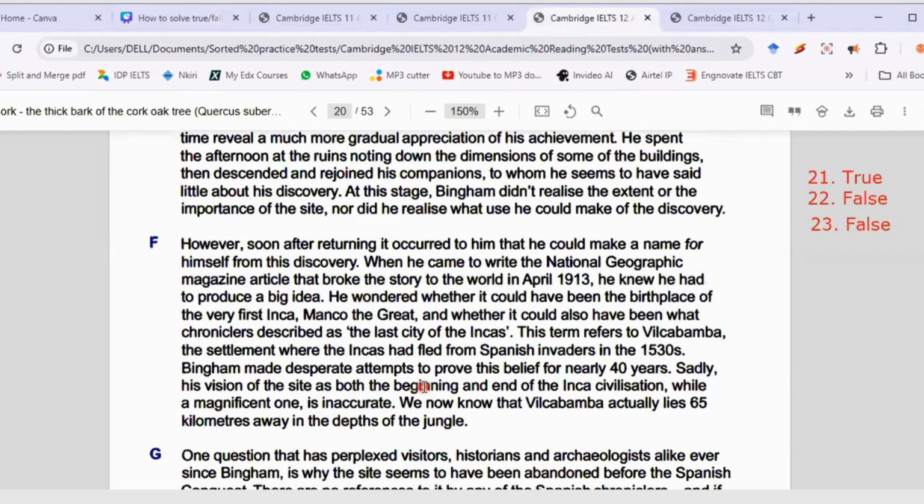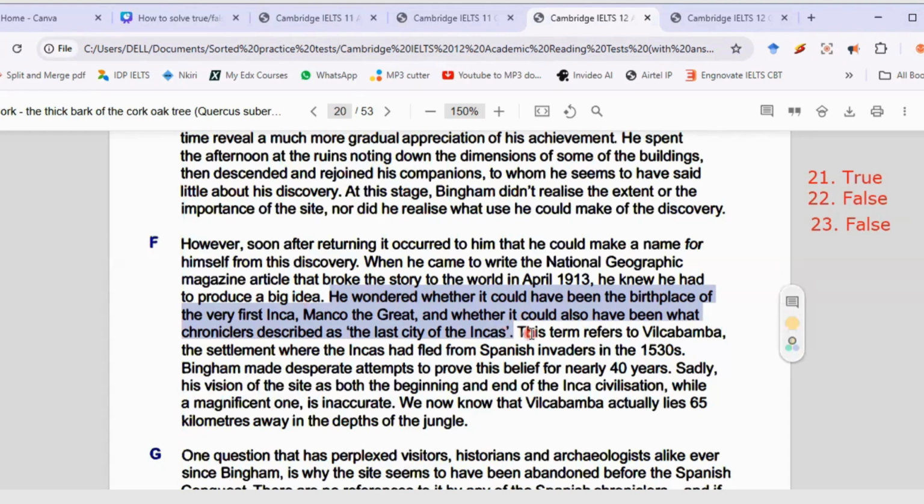We know that he came up with a theory. This place here says that he wondered whether it could have been the birthplace of somebody. Do you understand? These are the theories that he came up with. These are the big ideas he came up with. That's what they are calling theory. But he did not go back. We don't know whether he went back. Don't let me say he did not go back.